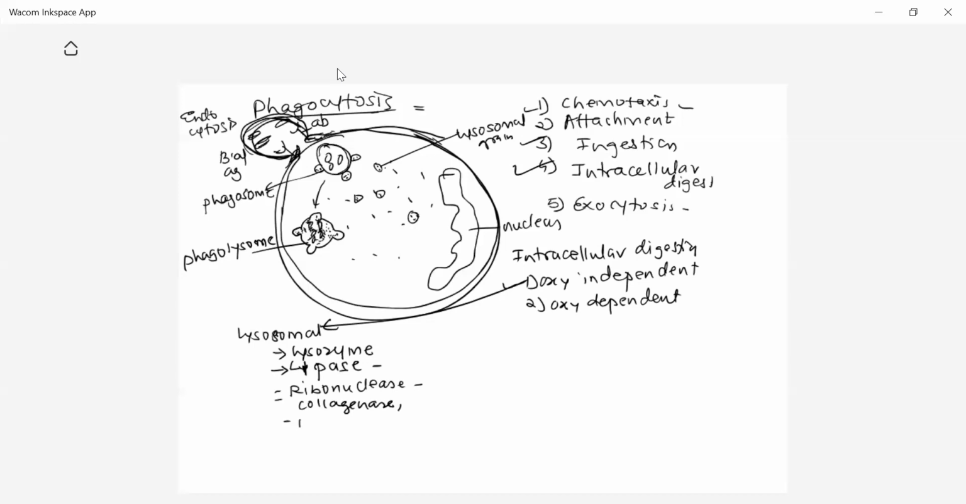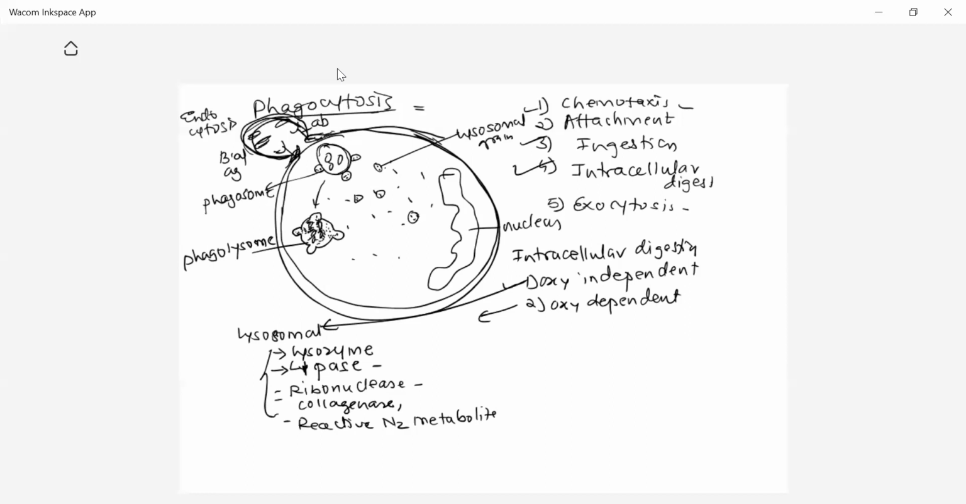It also consists of reactive nitrogen metabolites. This content is essential to digest the bacterial antigen. So with the help of this, bacterial antigens start to get digested. Now the second one is the oxygen dependent mechanism. What is oxygen dependent? How does this oxygen dependent mechanism for intracellular digestion take place?